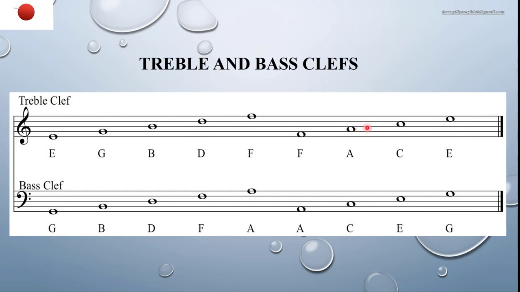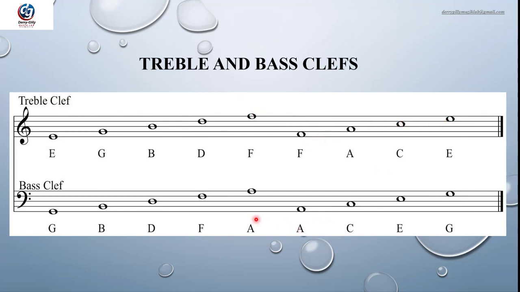Then if this is B, this will be C. If this is D, then this will be E. So in the spaces, we got F, A, C, and then E. So we had E, G, B, D, and F on the lines, then in the spaces F, A, C, and E.